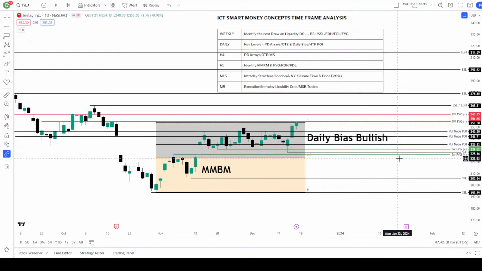Just like fair value gaps are magnetic, when we get too far blown off of a fair value gap, we'll pull back into a fair value gap.